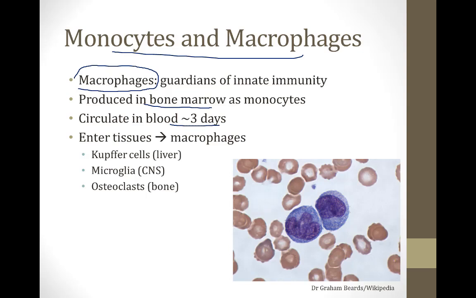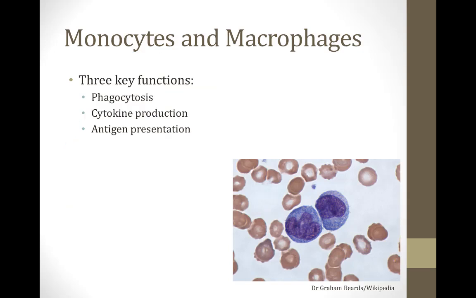When the monocytes enter tissues, they become macrophages, and they go by different names depending on which tissue they live in. When they live in the liver, they're called Kupffer cells. When they live in the central nervous system, they're called the microglia. When they live in bones, they're called osteoclasts, but all of these are macrophages performing the same function as macrophages anywhere in the body. So macrophages perform 3 vital functions for innate immunity.